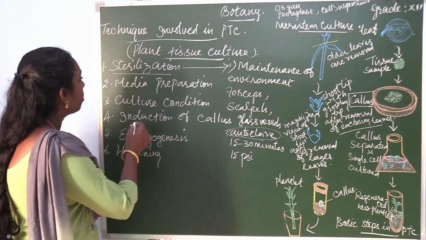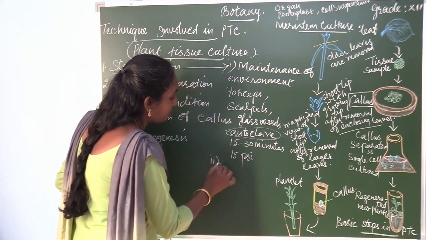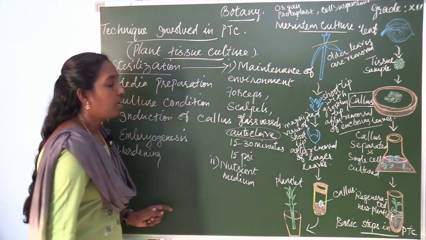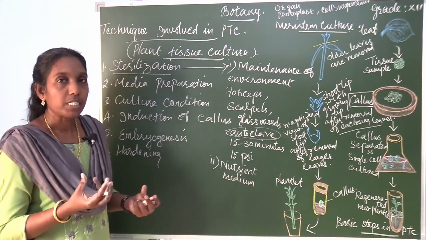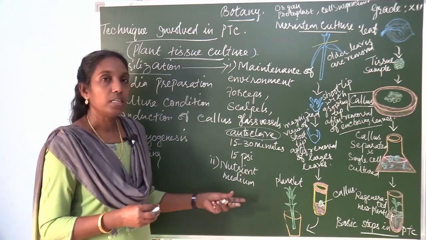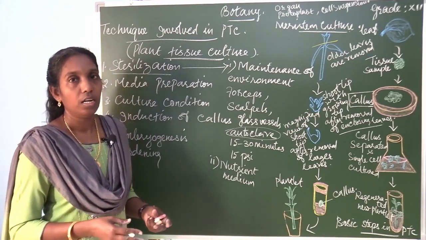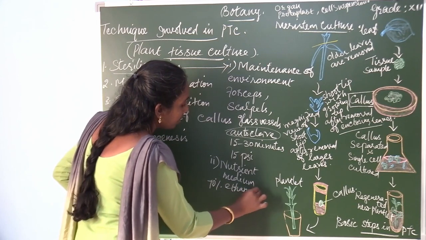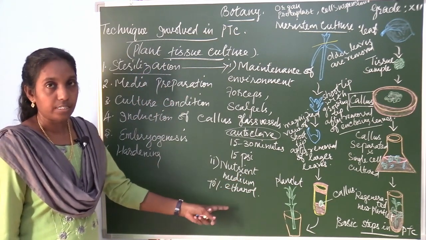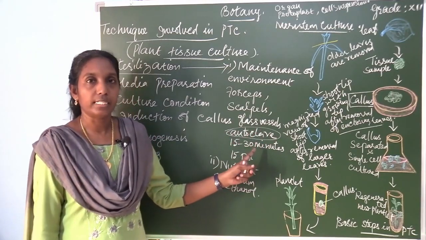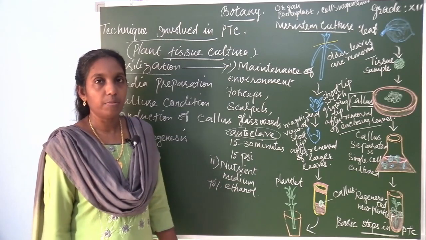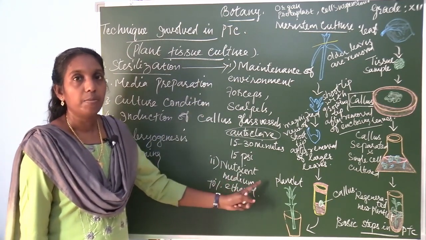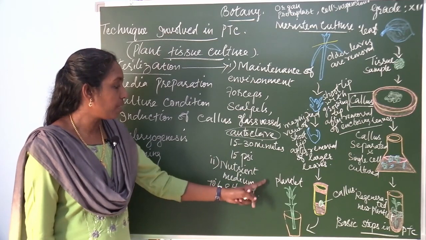Second one, the sterilization of the nutrient medium. The nutrient medium is a liquid. So it must be sterilized either using alcohol, that is 70% ethanol, or by autoclave, the wet steam sterilization. Autoclave for 15 to 30 minutes is given. So the medium is also sterilized.